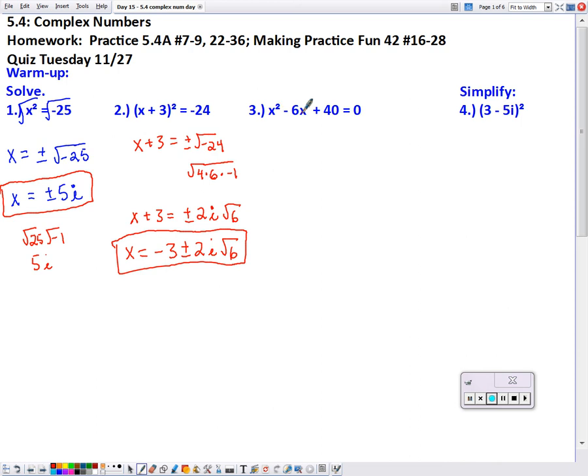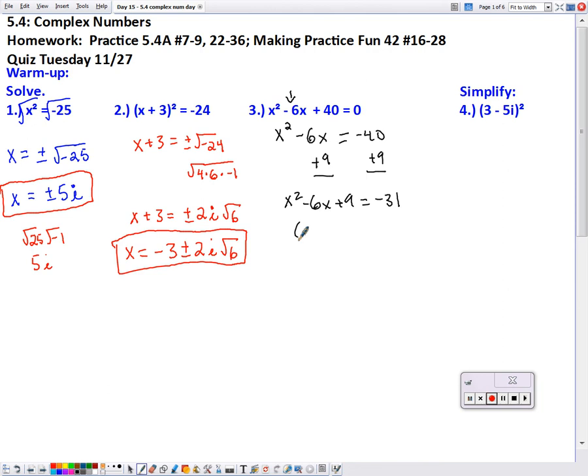I know it's a good idea to complete the square for number 3 because it's already a 1x squared, and my b value here is even, so it'll be easy to do b over 2 squared. You can do the quadratic formula if you wanted, but you're probably going to end up with more reducing that way, so I'm not going to do the quadratic formula. I'm going to start by subtracting 40 from both sides, and then my b value is negative 6. Negative 6 divided by 2 is negative 3. Squared is 9. So now I've got x squared minus 6x plus 9 equals negative 31.